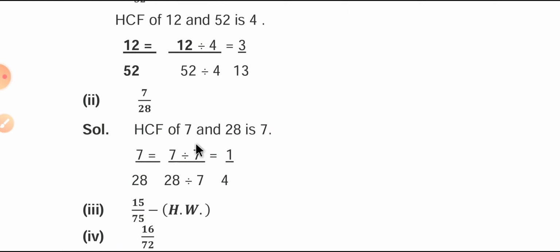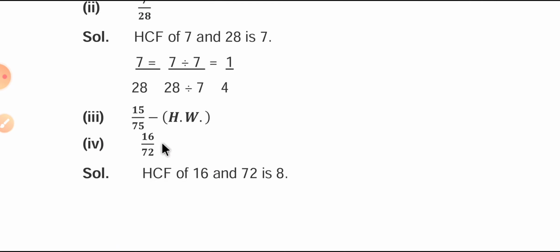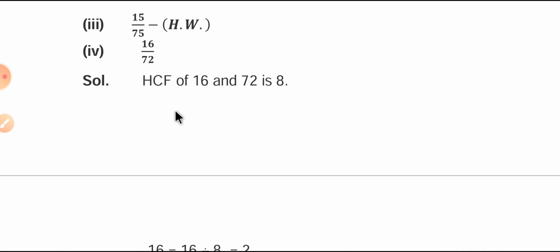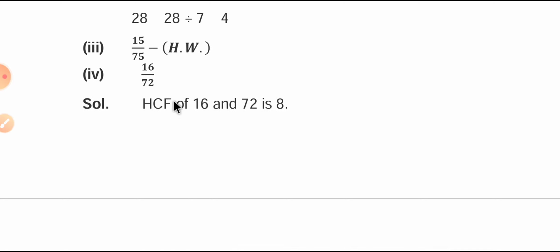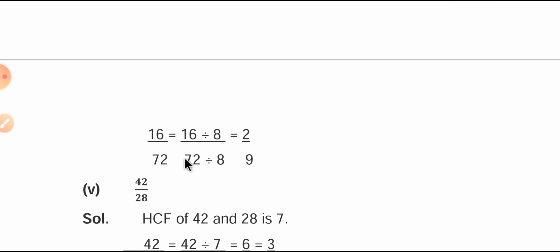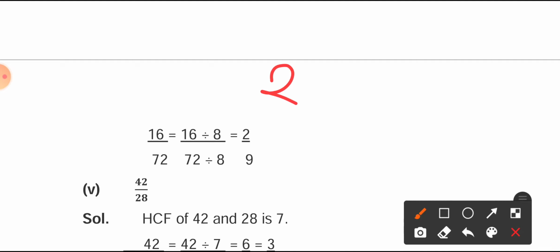Like this third one, 15 by 75. Here also first you have to find the HCF of 15 and 75, and by that given HCF you have to divide both numerator and denominator. Then you see the next one, 16 by 72. If you find the HCF of 16 and 72, you will get the answer as 8. So divide 16 and 72 by 8. So 8 2s are 16 and 8 9s are 72. So 2 by 9 is the simplest form of 16 by 72.